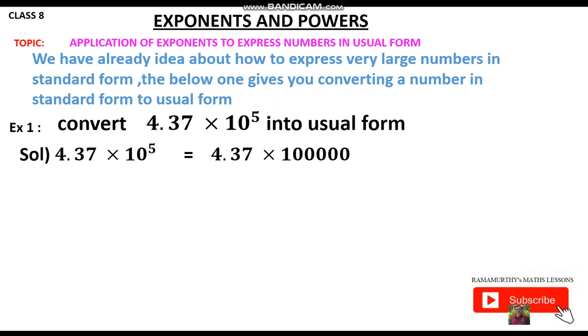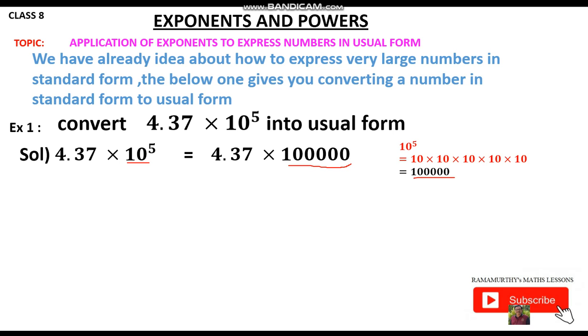The solution: 4.37 × 10^5. This 10^5 can be written as the product of 5 tens, 10 × 10 × 10 × 10 × 10, which gives us 1 followed by 5 zeros.